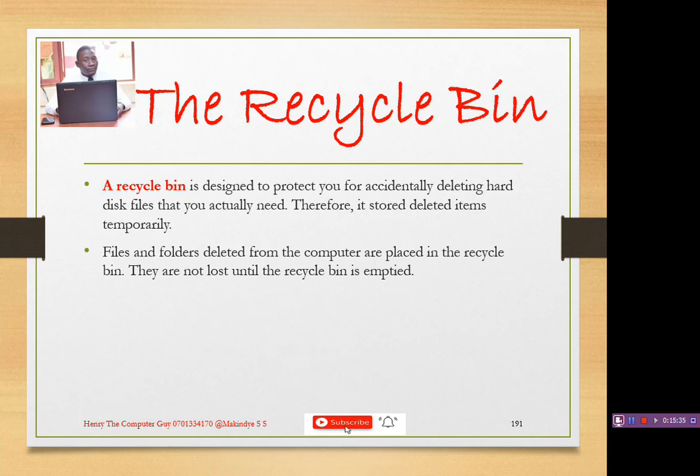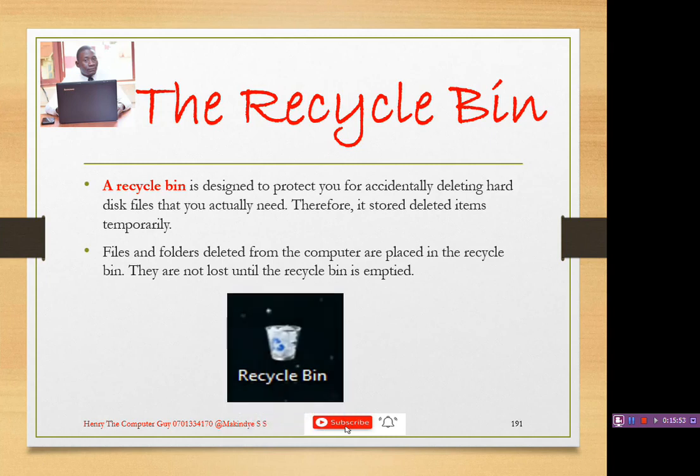Files and folders deleted from the computer are placed in the recycle bin. They are not lost until the recycle bin is emptied. So whenever you have so much information in the recycle bin, you can also delete it from there so that it completely goes away. We continue. And this is how our recycle bin looks like. If you have ever seen that one on the desktop of your computer, that is the recycle bin.